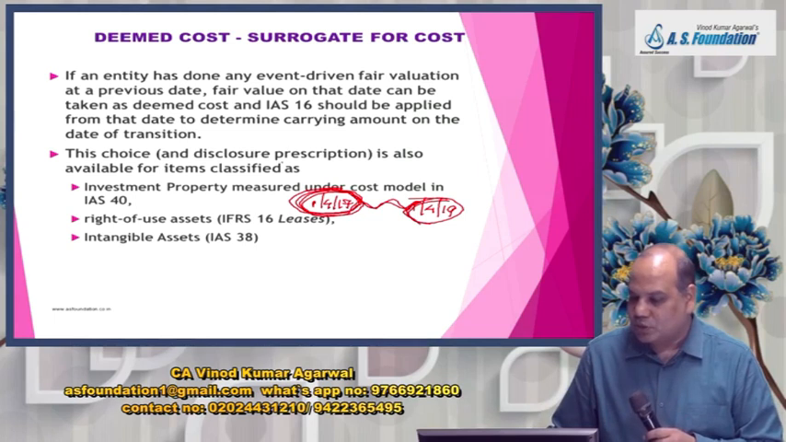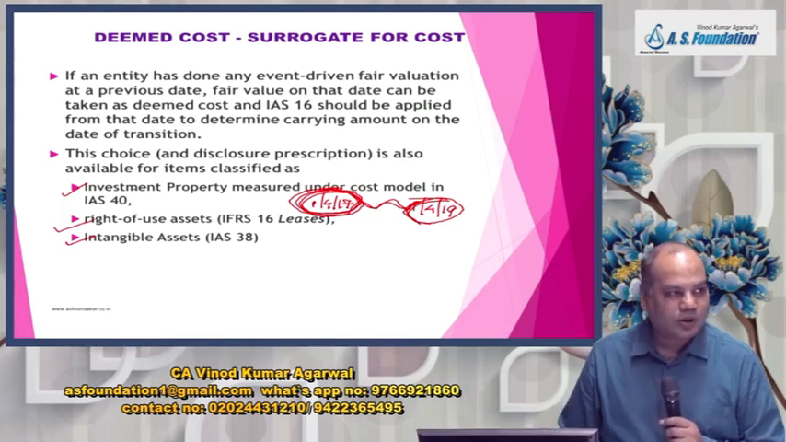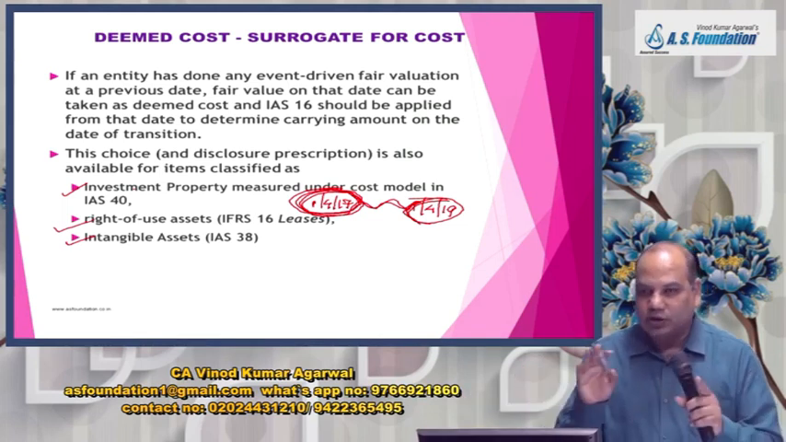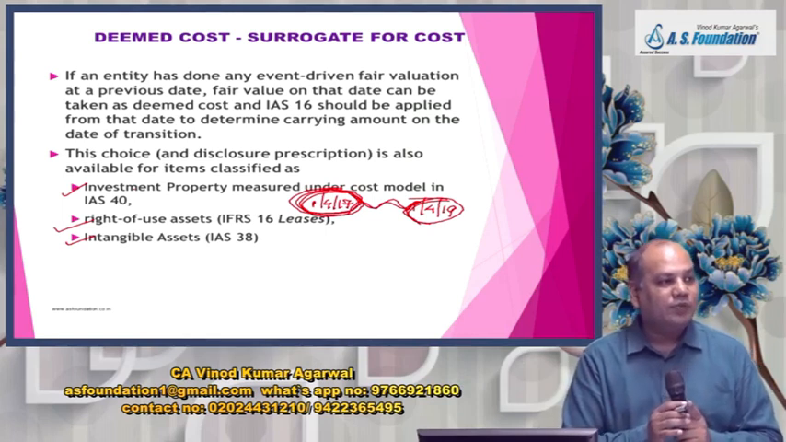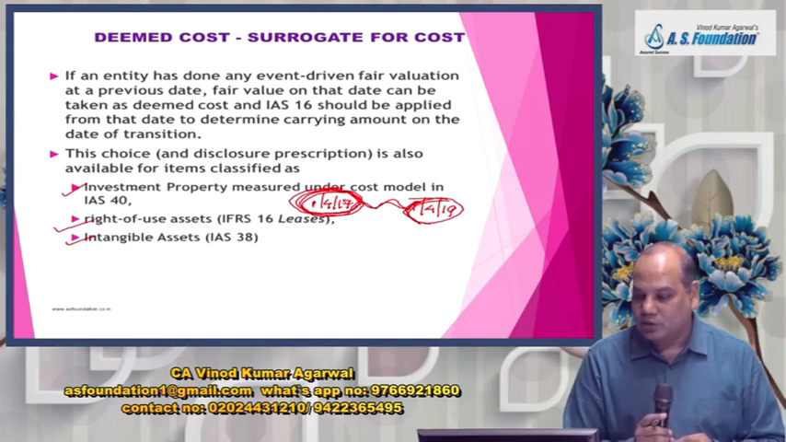This choice and disclosure prescription is also available for items like investment property, which are measured using cost model as per IAS 40, right of use asset as per IFRS 16, and intangible asset as per IAS 38. So the entire discussion is also applicable for these 3 more items. So we can say this deemed cost provision is applicable for PPE, intangible asset, investment property carried at cost, right of use asset under IFRS 16.